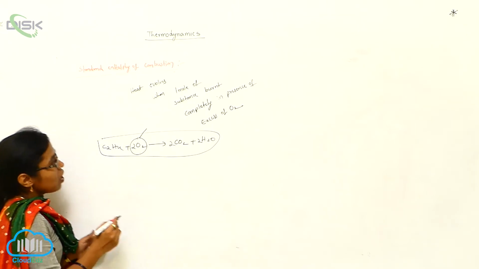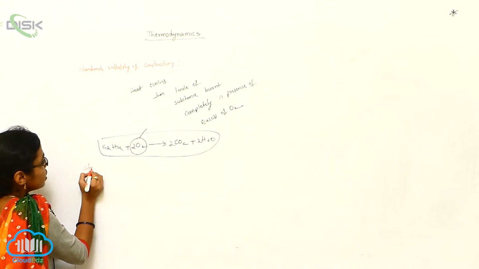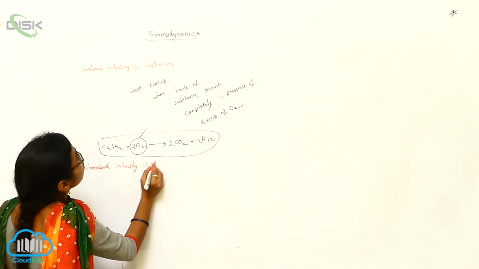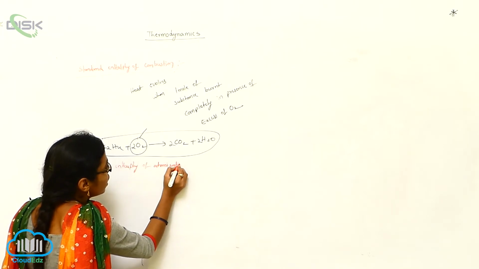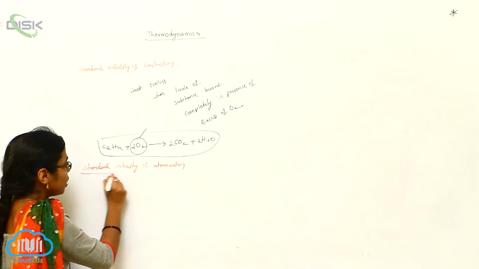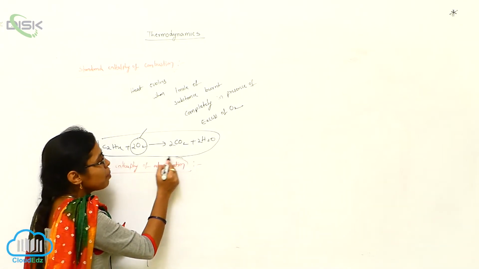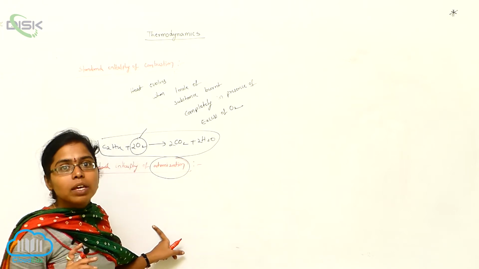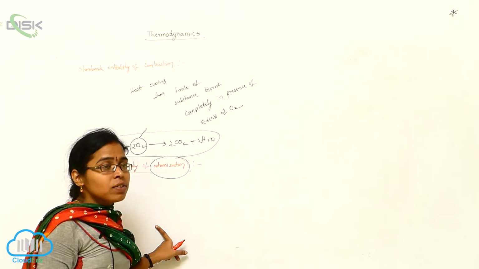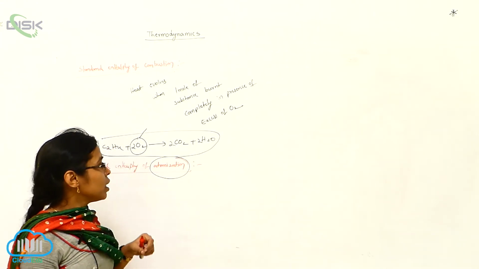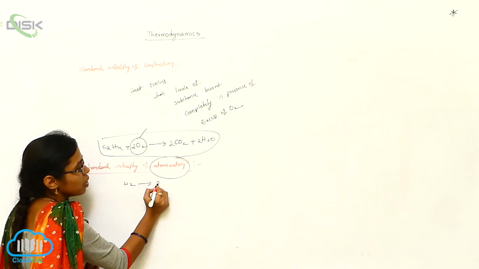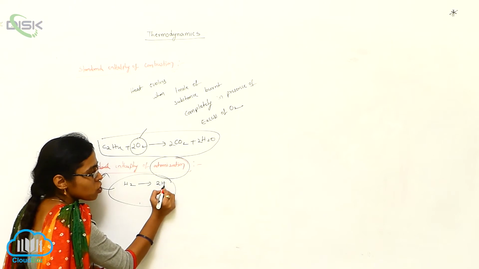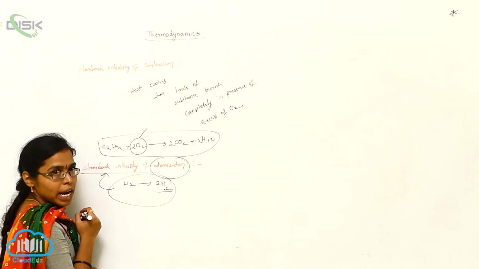Next one, standard enthalpy of atomization. What is the meaning of atomization? Simple: the compound converting into atoms. The bonds present in the compound are cleaved, and this gives the atoms. For example, hydrogen: you can write it giving 2 hydrogen atoms. The energy required or released for this is called the standard enthalpy of atomization. Here 2 hydrogen atoms are formed.